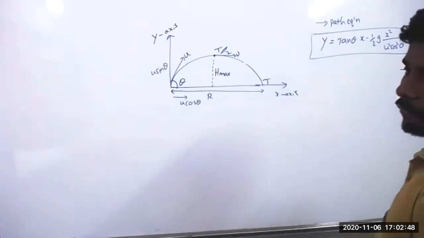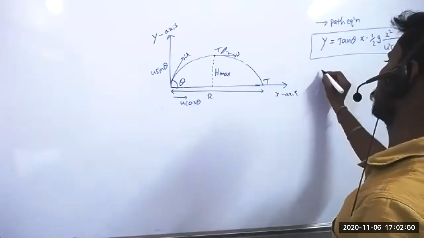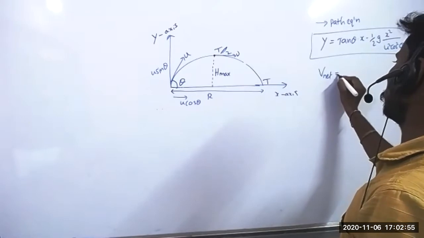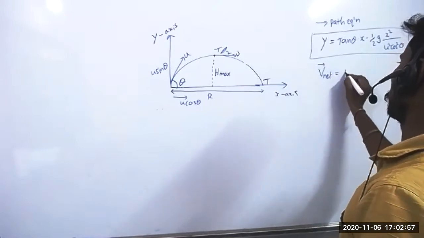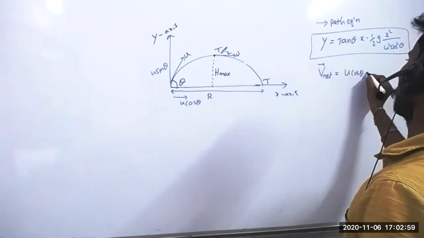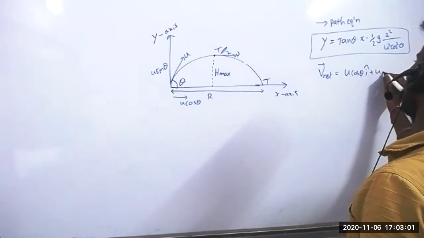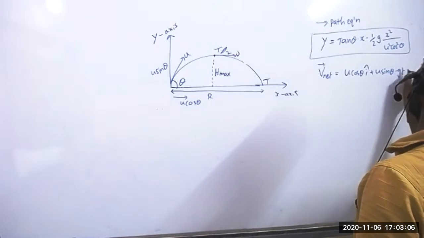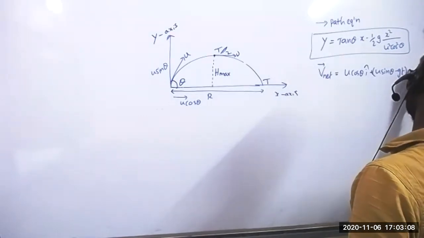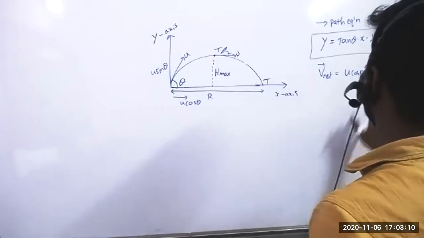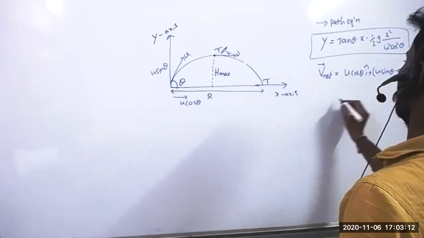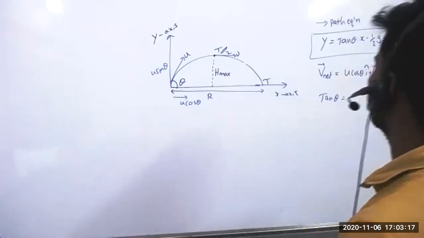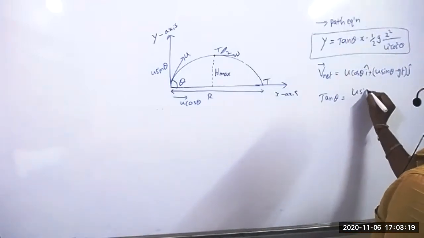After t seconds, what is the velocity formula in vector form? U cos theta i cap plus (U sin theta minus gt) j cap. What is the tan theta formula? U sin theta minus gt by U cos theta.